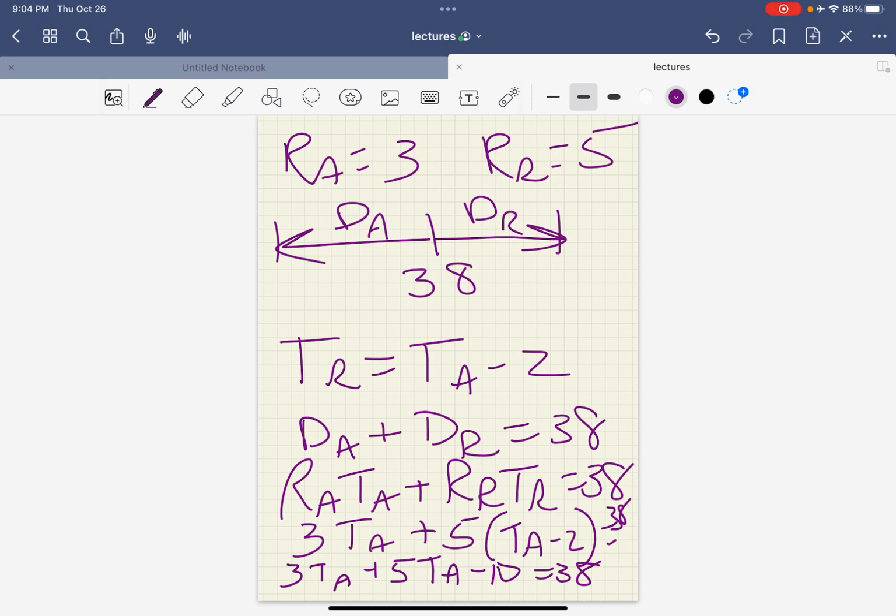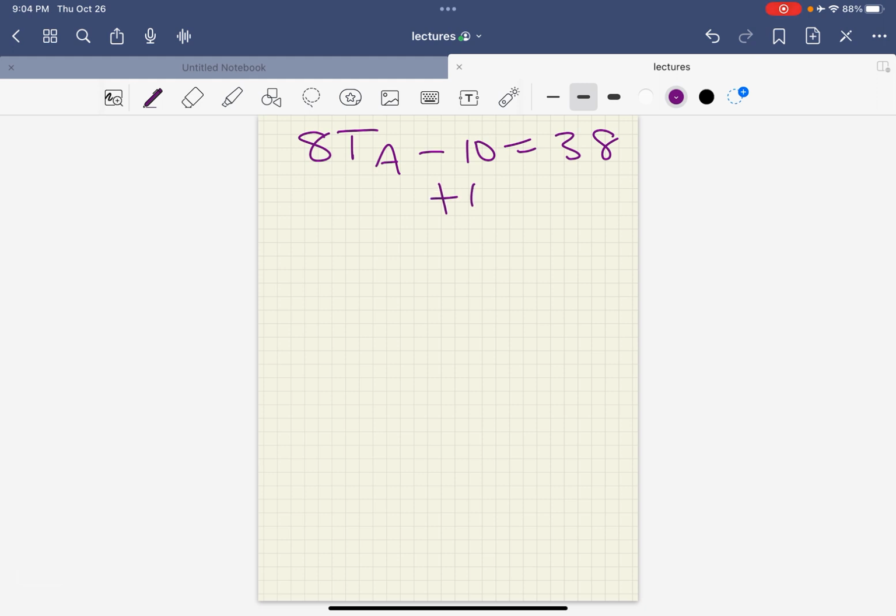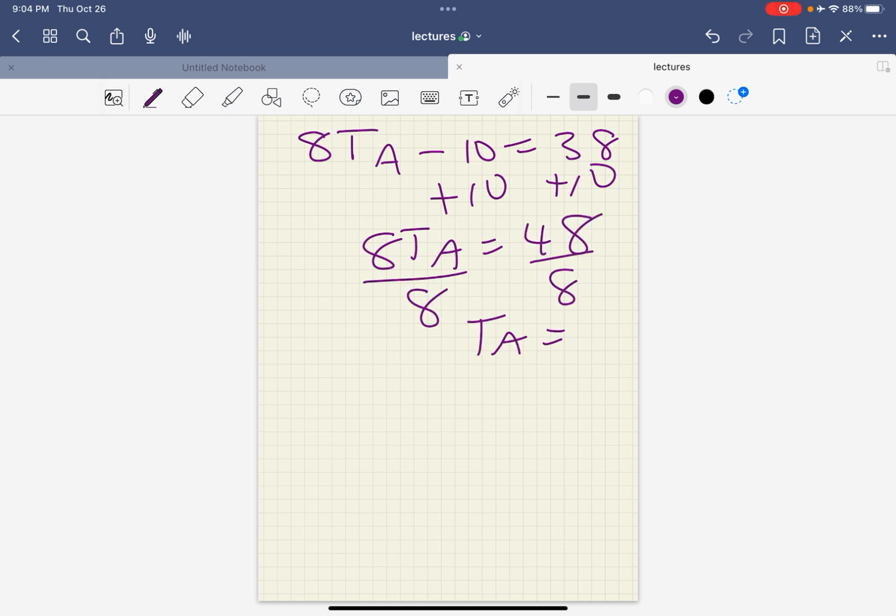Three for the armadillo, 5 for the raccoon. And the raccoon has been out there 2 hours less than that, so minus 10, that's right, equals 38. It's not going to come out even. We add 10. So 8TA is equal to 48. Oh, it does come out even, silly me. So TA is equal to 6. Now what does it ask for? At what time will the animals be 38? So the armadillo's been out there 6 hours and he left at noon. So noon plus 6, it's 6 o'clock p.m.